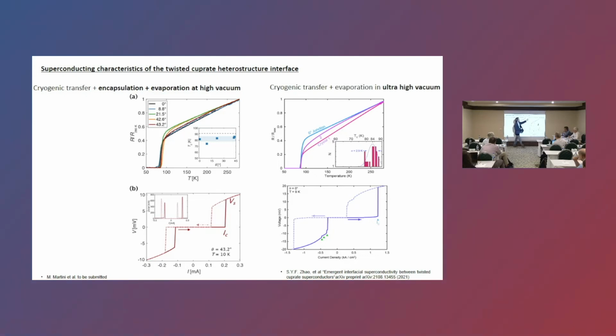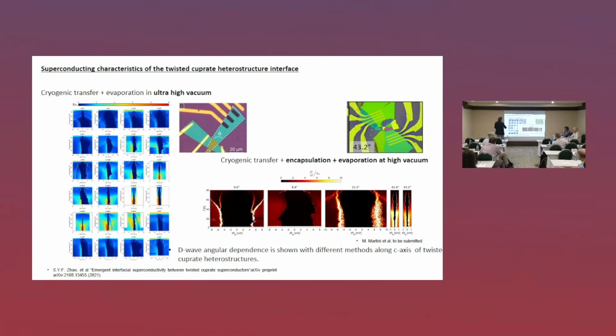The same happens if you have a cryogenic transfer, pure evaporation in ultra-high vacuum. You see many, 24 samples here. We made some statistics. We have a sigma of 2.9 Kelvin in terms of TC, and a strong hysteretic behavior as well. Okay, this is just to make a panoramic, just to give you a glance of what I'm going to say in the next slide.